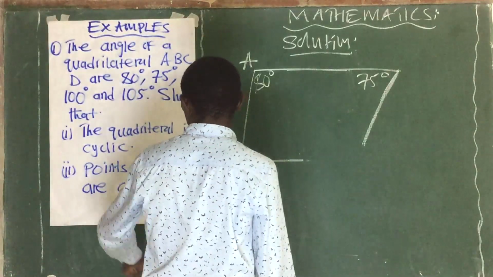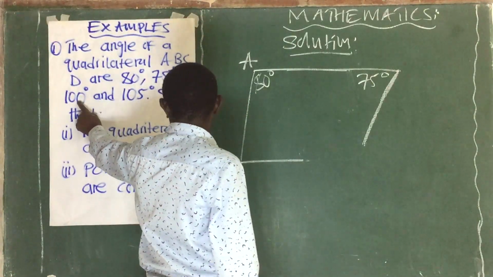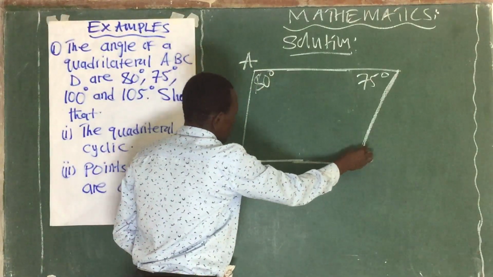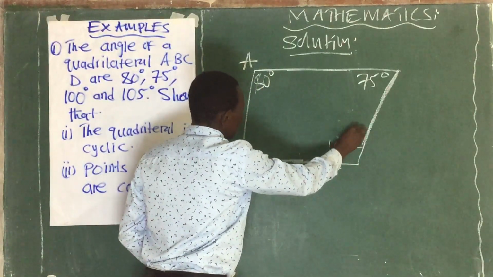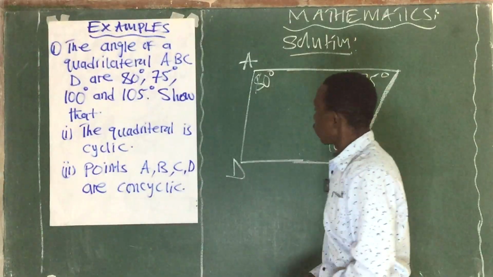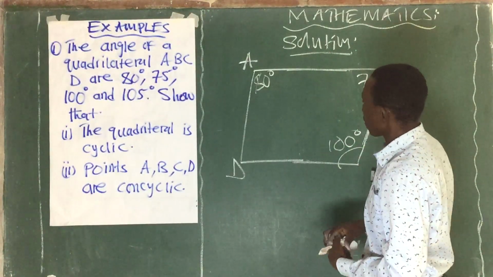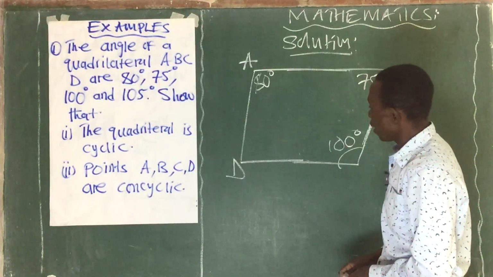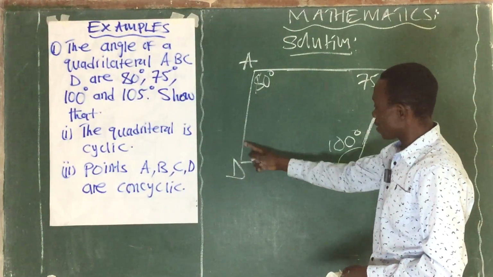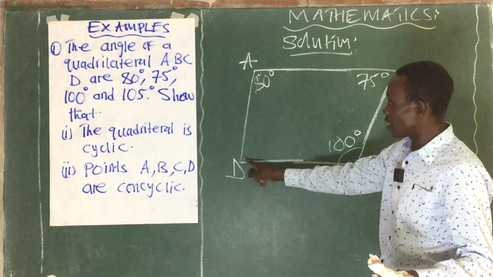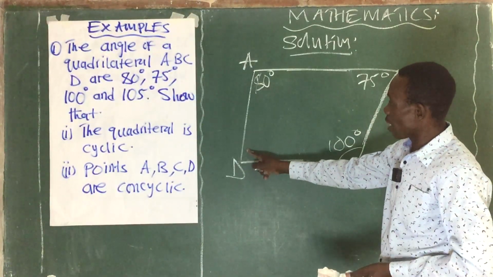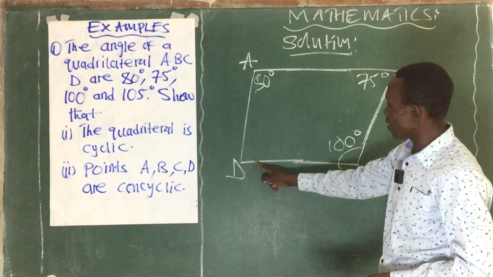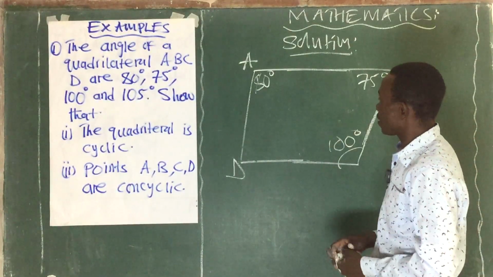Then we go down here, and we've got 100 degrees in this case, so the other angle here should be 100 degrees. And lastly, we have 105, which is obtuse, above 90. This one shows that the angle is less than 90 degrees, but this one is obtuse, above 90 degrees.